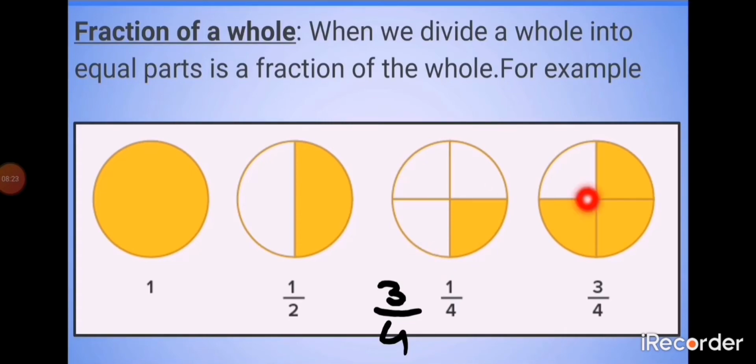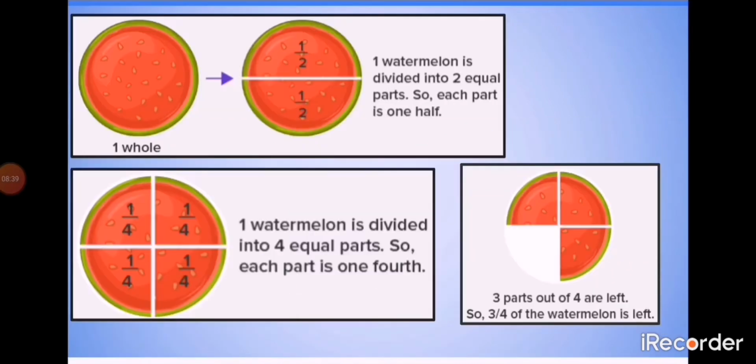Now look at the last shape. Again, it is divided into 4 equal parts. Equal means the parts have the same size. Here, all parts are of the same size. So 1, 2, 3. 3 parts are colored out of 4. And this is the colored fraction. So what is the uncolored fraction?